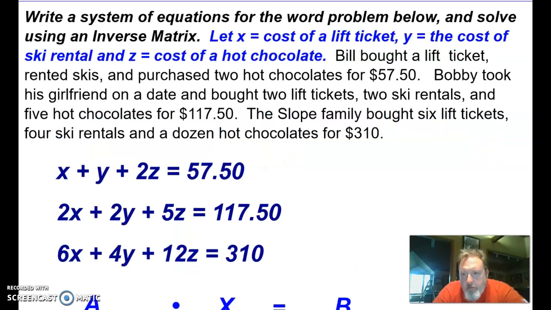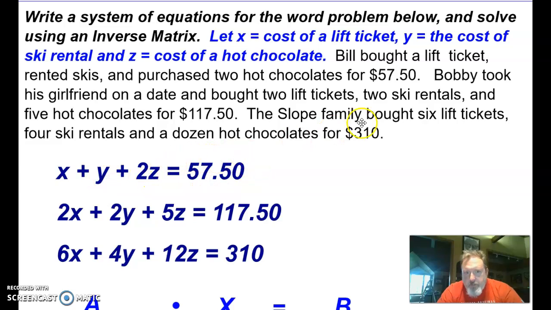All right, this is a word problem, and it's not untypical to see these, and we just set up our system and then again use a matrix. So we've got some skiing going on here. Bill bought a lift ticket, rented skis, and purchased 2 hot chocolates for $57.50. We know X is the lift ticket, Y is ski rental, Z is the hot chocolates. So he got 1 lift ticket, 1 ski rental, 2 hot chocolates.